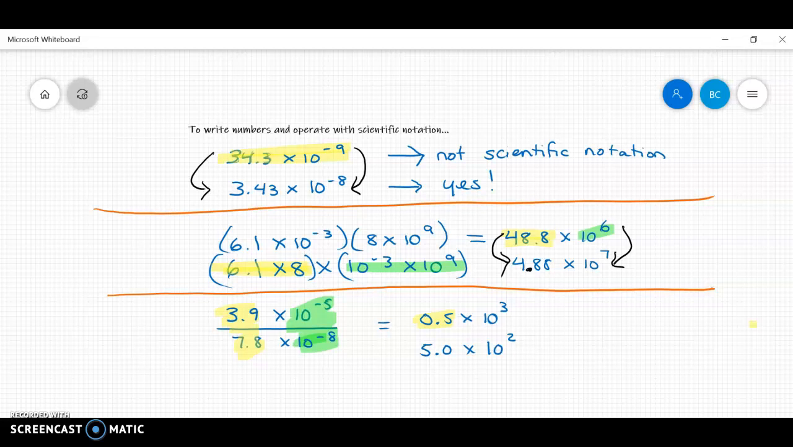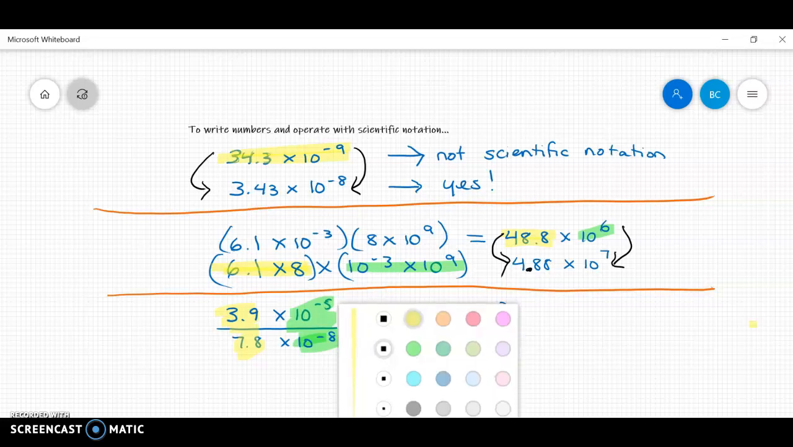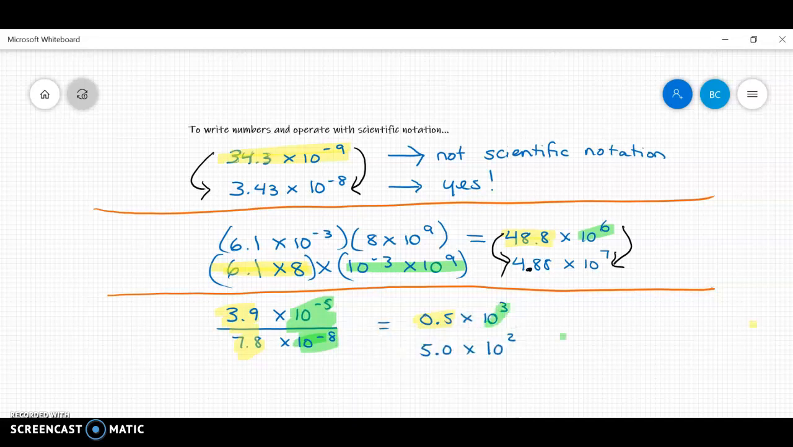Then I'm going to take care of my exponents. Again, I'm going back to the properties of exponents where I'm dividing two numbers with the same base. And so I know that I subtract. So -5 minus -8 is going to be +3. So that's going to be 10 to the 3rd power. And then I'm going to recognize that this is not in scientific notation. I have to make this number bigger, so I'm going to keep this number and make this number smaller.